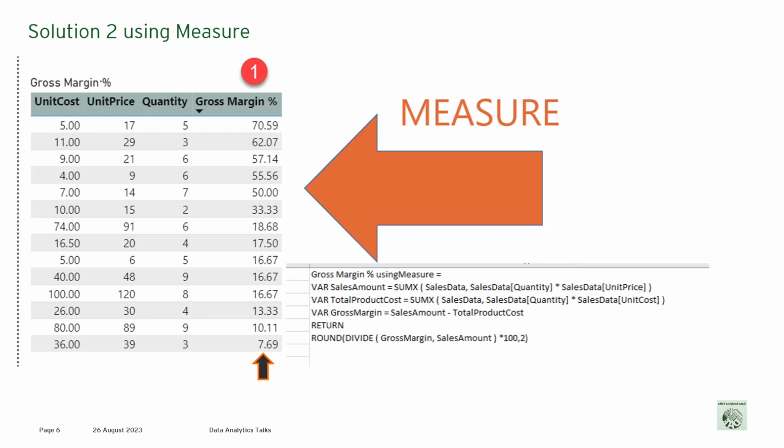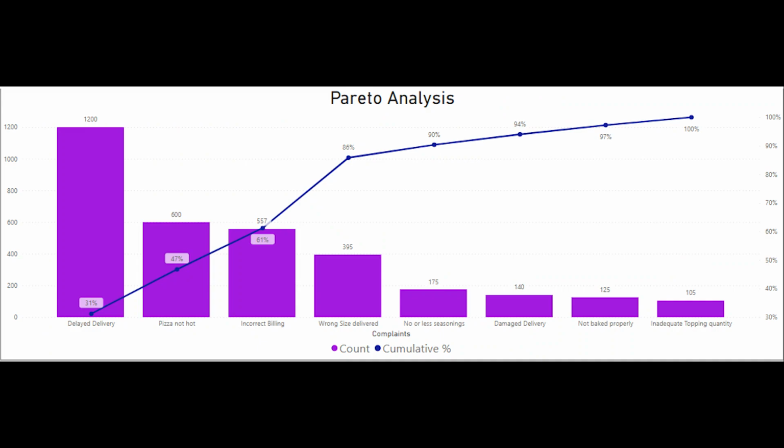Yes, solution 2, which is using measure, looks much simpler. You don't have any columns in the model. You are calculating sales amount, total product cost, gross margin, and even the gross margin percentage using DAX formula, and they are dynamic in nature. Okay, so we have a solution with calculated column and we have another solution using measure. So we can choose one of them and solve our first problem. We have a solution for our first problem.